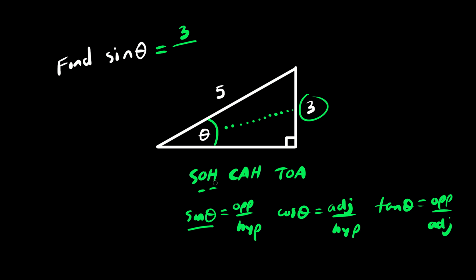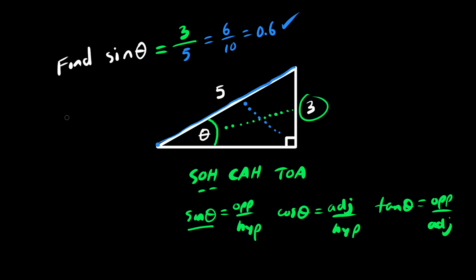Now, what does the letter H stand for? It stands for hypotenuse. The hypotenuse is the longest side of a triangle. It's from here all the way to here, and it happens to be opposite this 90-degree symbol. So the hypotenuse is 5. So sine theta is 3 over 5, or if you want to convert this to a decimal number, you can double the top and bottom. This is 0.6. Same thing.